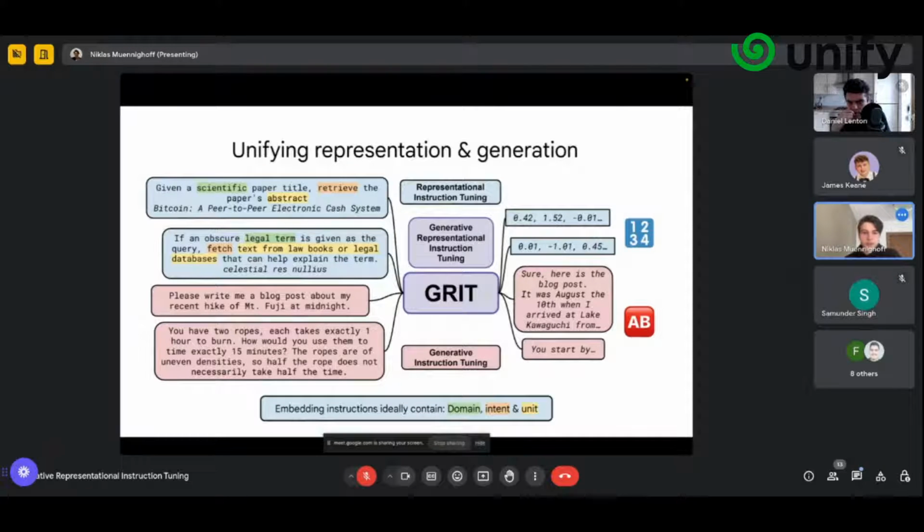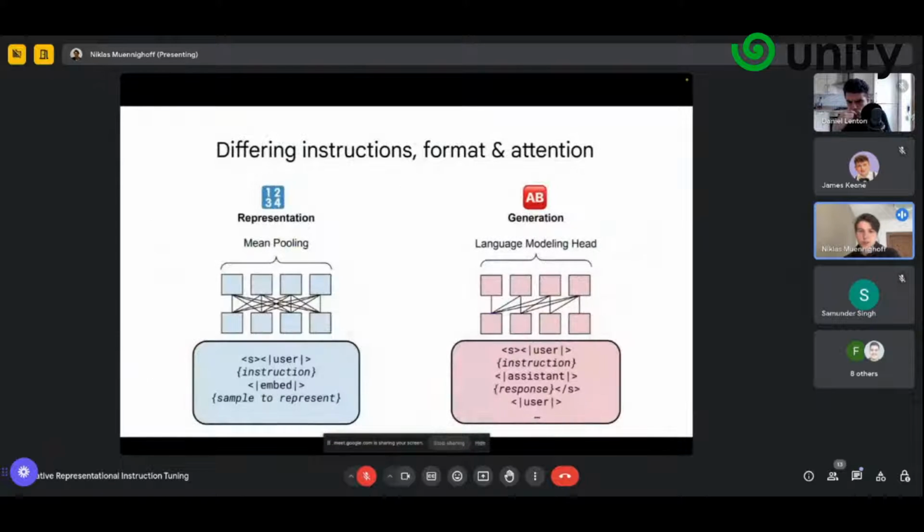And the instructions ideally should be very detailed. So for embedding instructions, ideally they contain domain, intent, and unit, so that the model can create a really good semantic representation. So this is the high-level view of how GRIT is supposed to work.